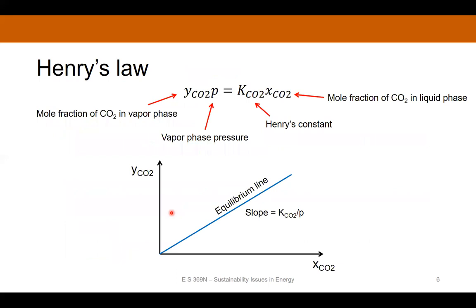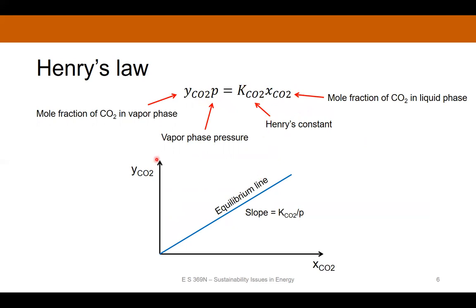So let's talk a little bit about how this actually works. I'd like to introduce you to Henry's law. Henry's law relates the pressure of a gas in the vapor phase to the concentration of that same gas as a dissolved phase in a liquid that is at equilibrium with this gas, okay? And this law states that if you multiply the mole fraction of CO2 in the vapor phase by the vapor phase pressure, it'll be equal to the mole fraction of CO2 in the liquid phase times this constant, which is called the Henry's constant.